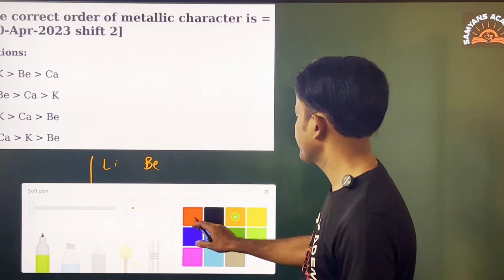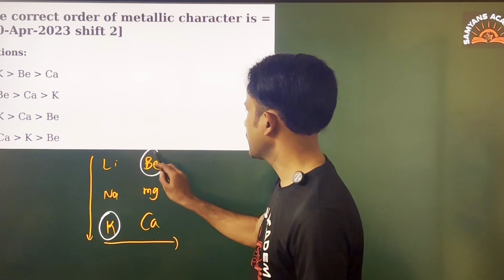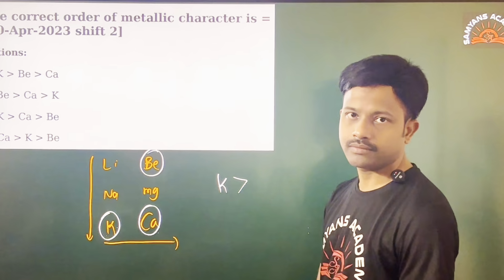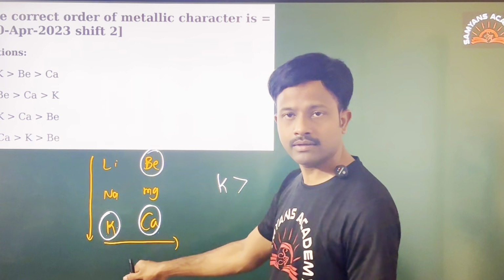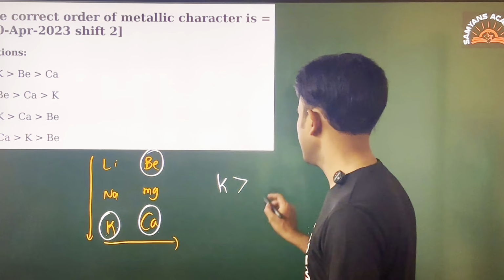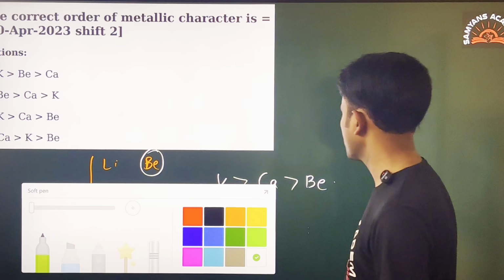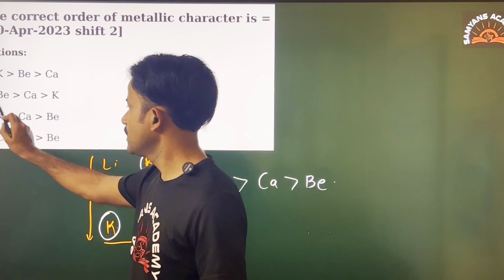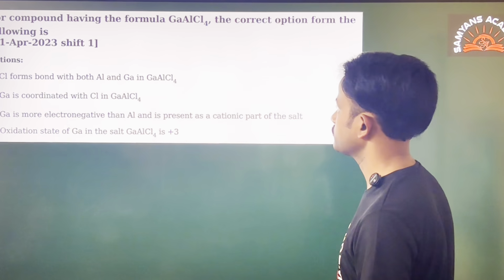So what are the given elements here? Potassium, beryllium, calcium. Potassium has the most metallic character. In between beryllium and calcium, which one has more? Down the group, metallic character increases, so calcium has more metallic character than beryllium. So which one is the right option? Potassium, calcium, beryllium. So answer C is matching. Is it clear, everyone? Okay, move on to the next question.